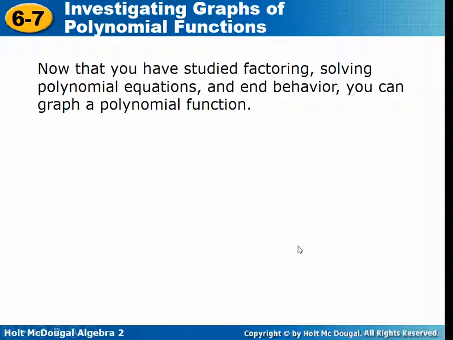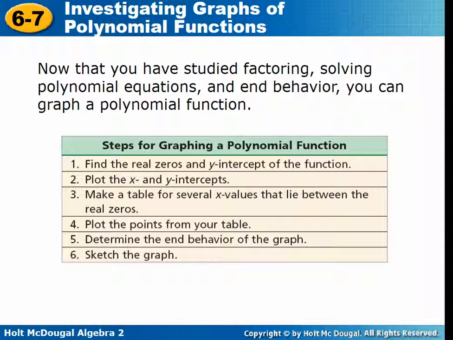All right, so we've already learned about factoring, we've learned to solve polynomial equations, we've learned about end behavior, and now we're ready to graph them. So it kind of puts everything together that we've learned in this chapter. Here are the steps for graphing a polynomial function. Find the real zeros and the y-intercept of the function. Plot the x and y-intercepts. Remember, the x-intercept is when y is 0 and the y-intercept is when x is 0.